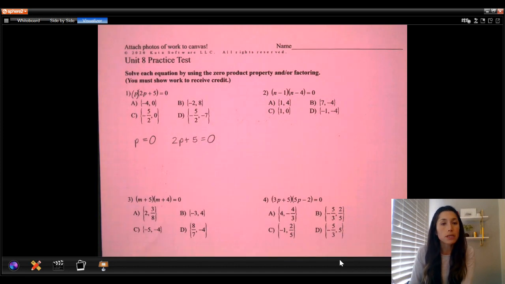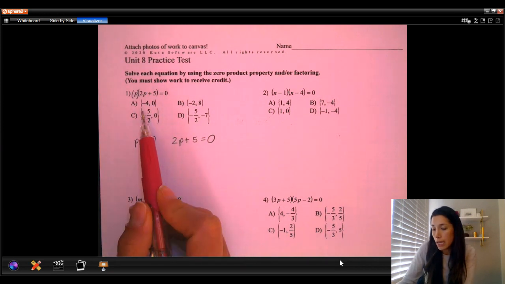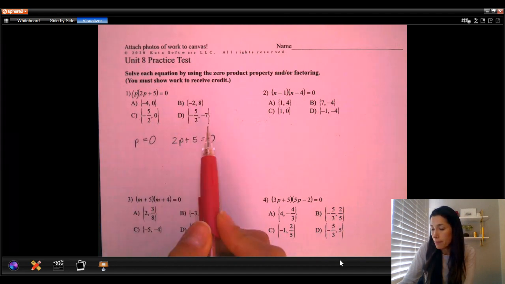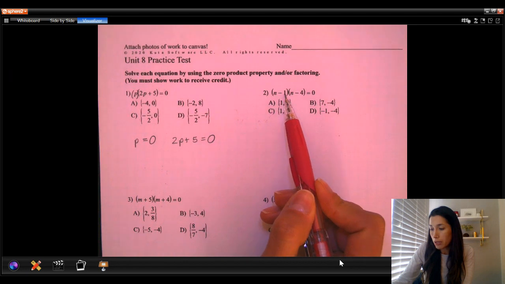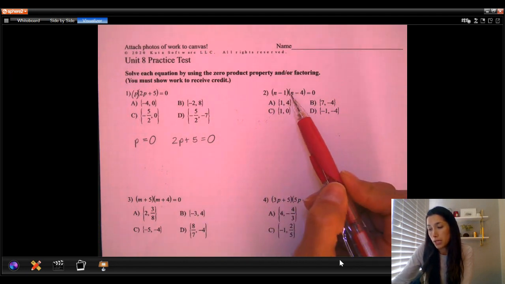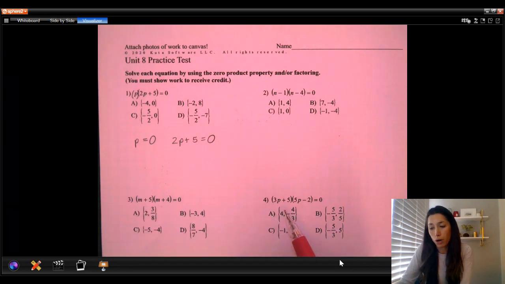Once you solve for P in both of these equations, that will be your solution set. And for these problems, we're going to represent our solution set in a set of braces, okay? We're going to do that for this question as well. So you take each part, n minus 1, set that equal to 0, same thing here. You're going to do that with question 3, and you're going to do that with question 4.